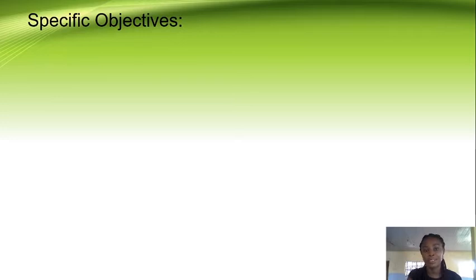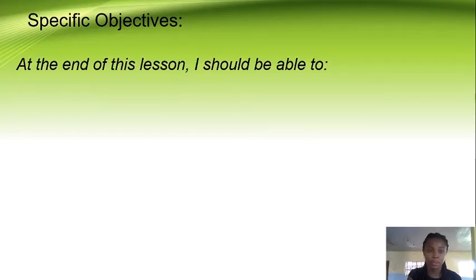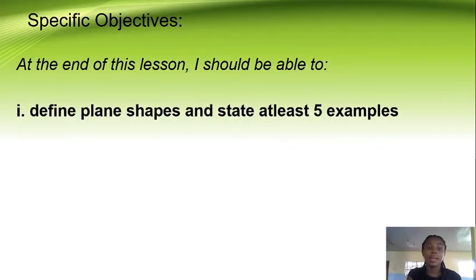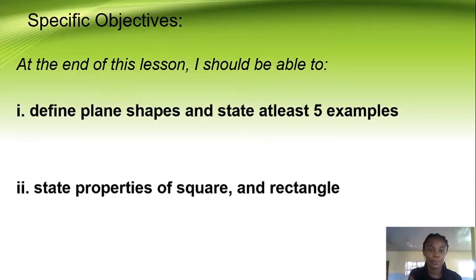Specific objectives. At the end of this lesson, we should be able to: 1. Define plane shapes and state at least 5 examples. That is, we're going to learn more examples, more than 5. So we should be able to state 5.